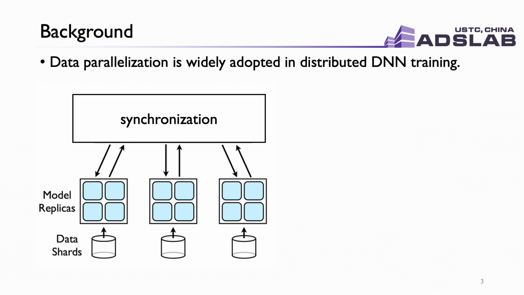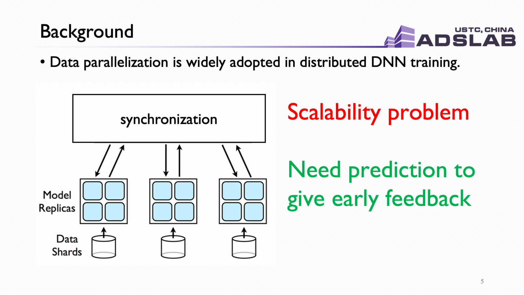In the distribution of DNN training, data parallelization is widely adopted due to its simplicity. However, many recent studies suggest that data parallel DNN training faces a significant scalability problem. It is more economical and promising to first predict the performance implications of DNN systems at large scale to give early feedback.